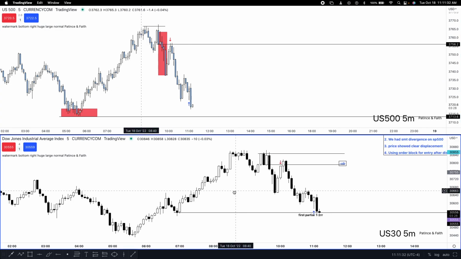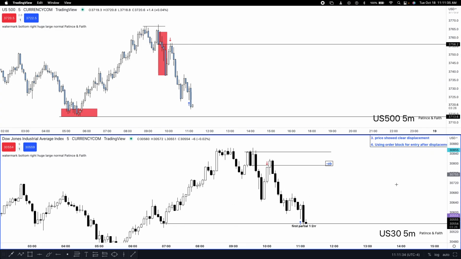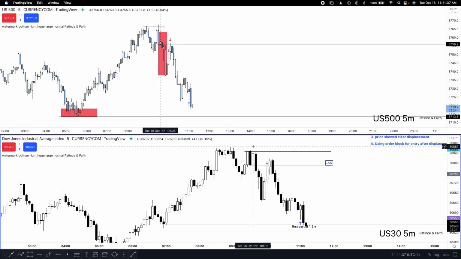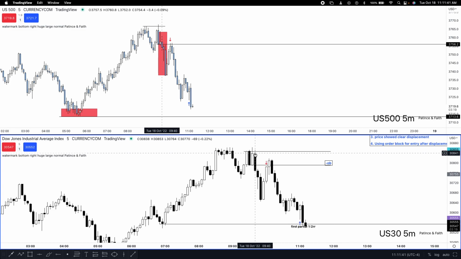And you can see, guys, US30 is the exact same thing. What do we have on US30? Price failed to make a higher high after S&P made a higher high. We had what on US30? We had clear displacement once again. What do we have here? Clear displacement. So we wait for this.